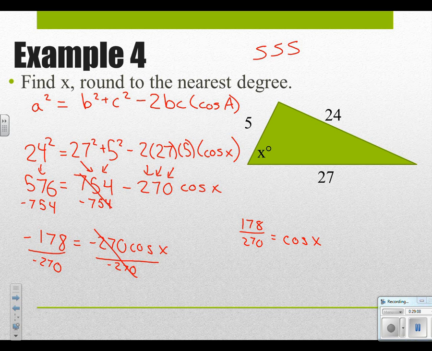That could have been a question on your quiz today, right? What's the last thing to get x by itself? You divide. The inverse. So x is going to equal the cosine inverse of 178 over 270. So practice typing that in.